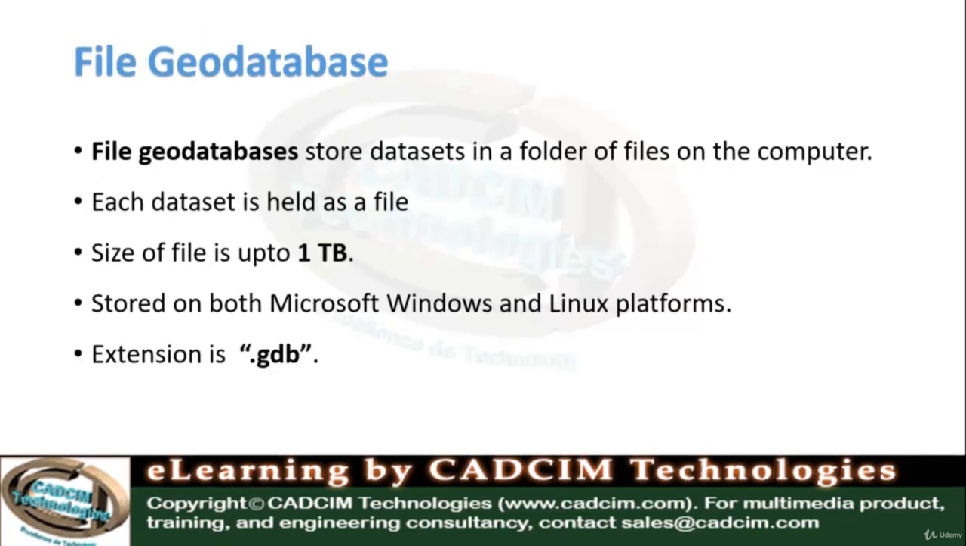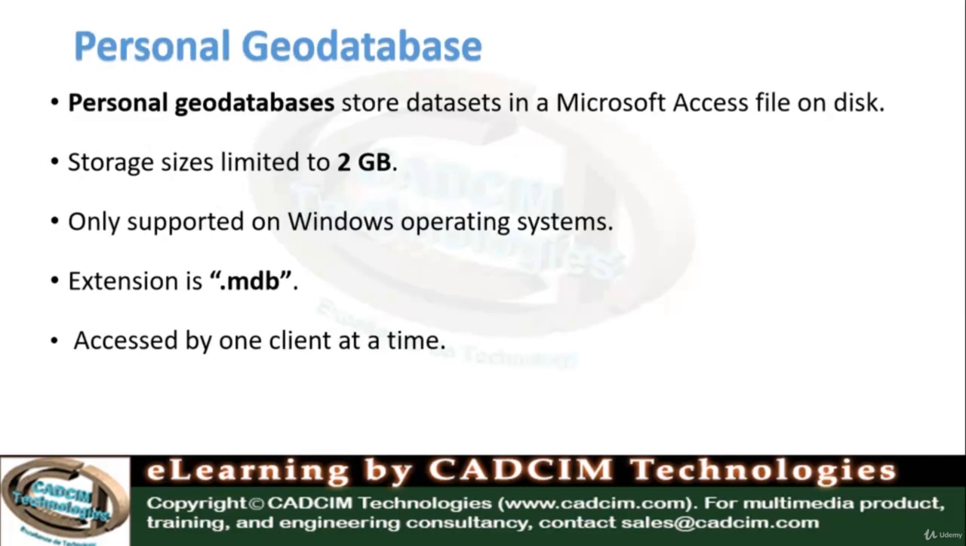Now let's understand the first type of geodatabase, that is file geodatabase. File geodatabase stores dataset in a folder of files on the computer. Each dataset is held as a file and can be up to 1 terabyte in size. File geodatabase can be stored on both Microsoft Windows and Linux platforms. The extension of the file is .gdb.